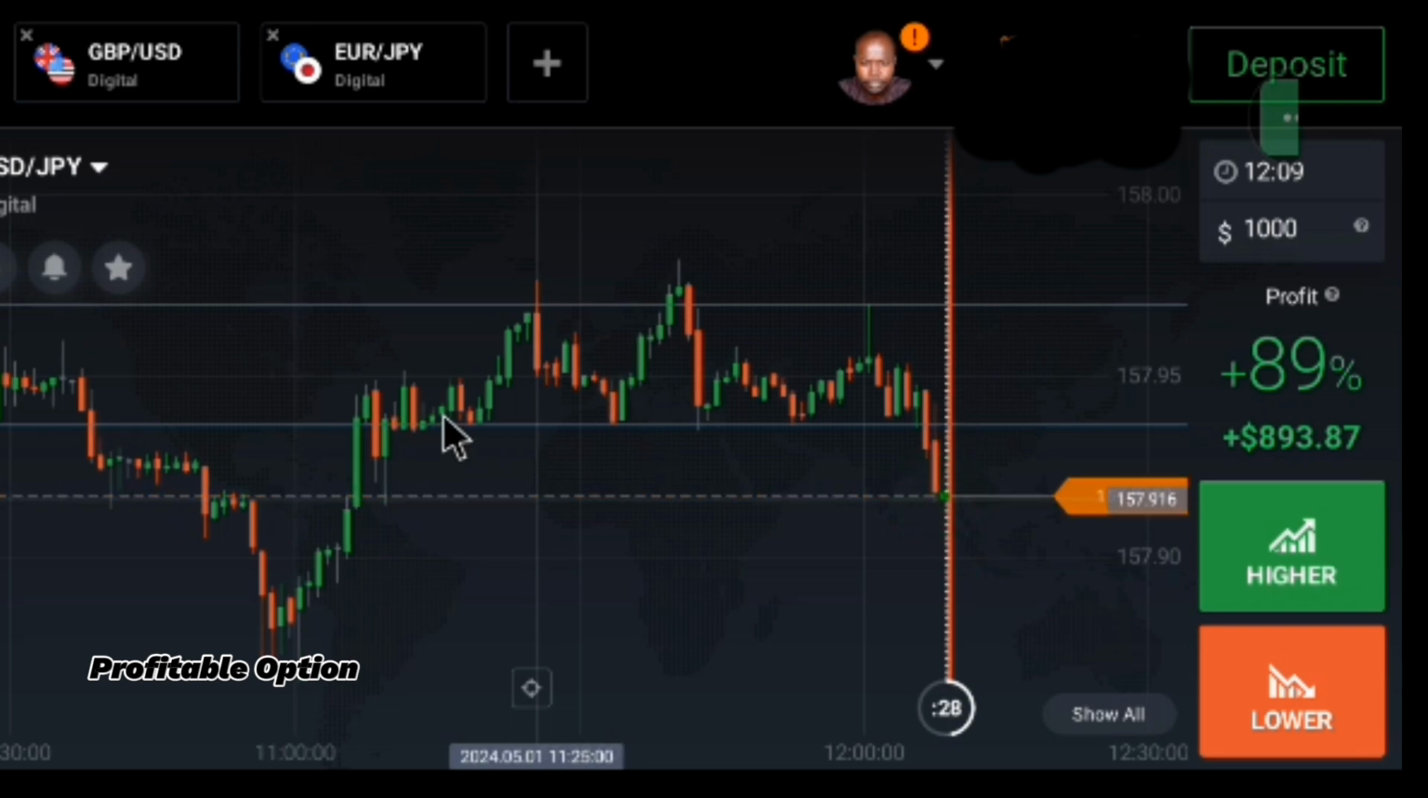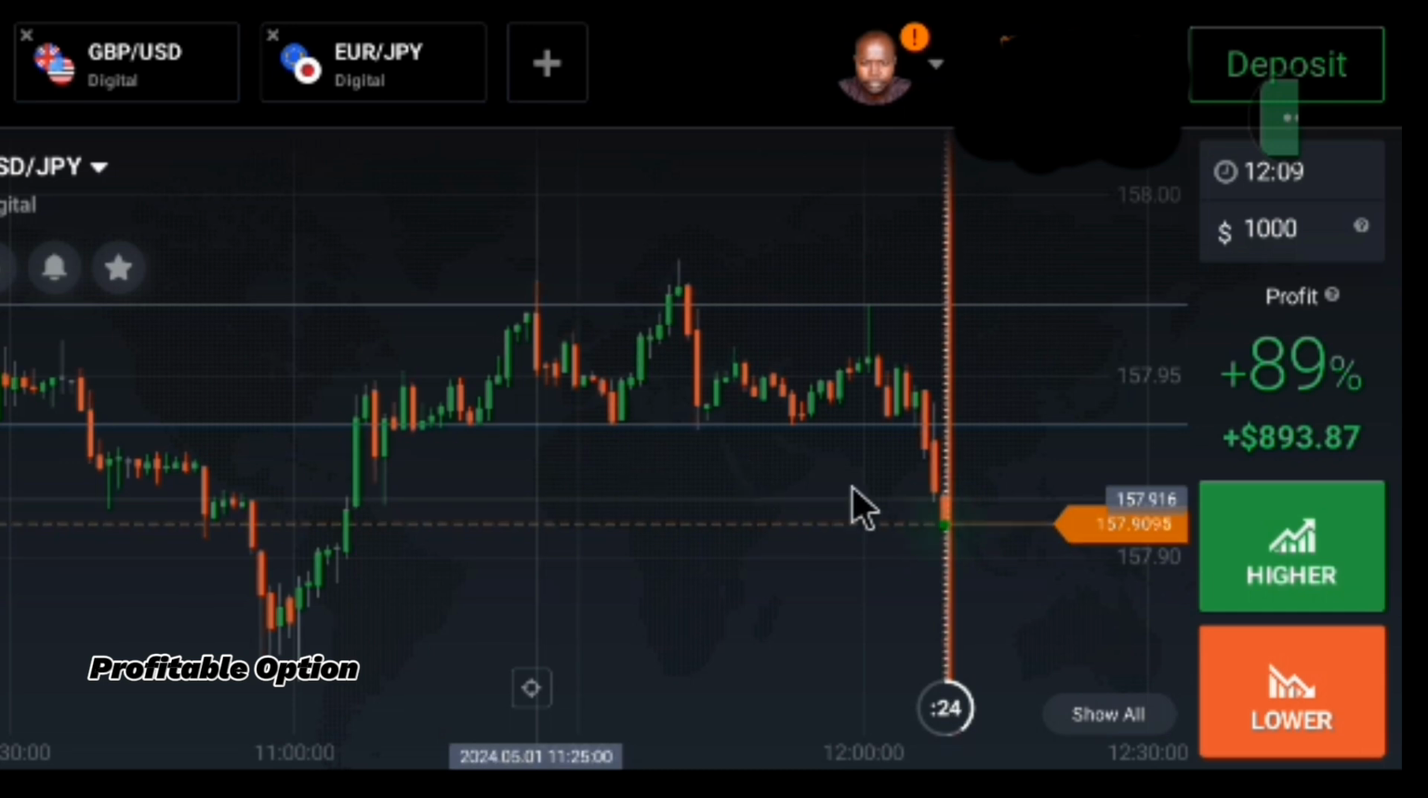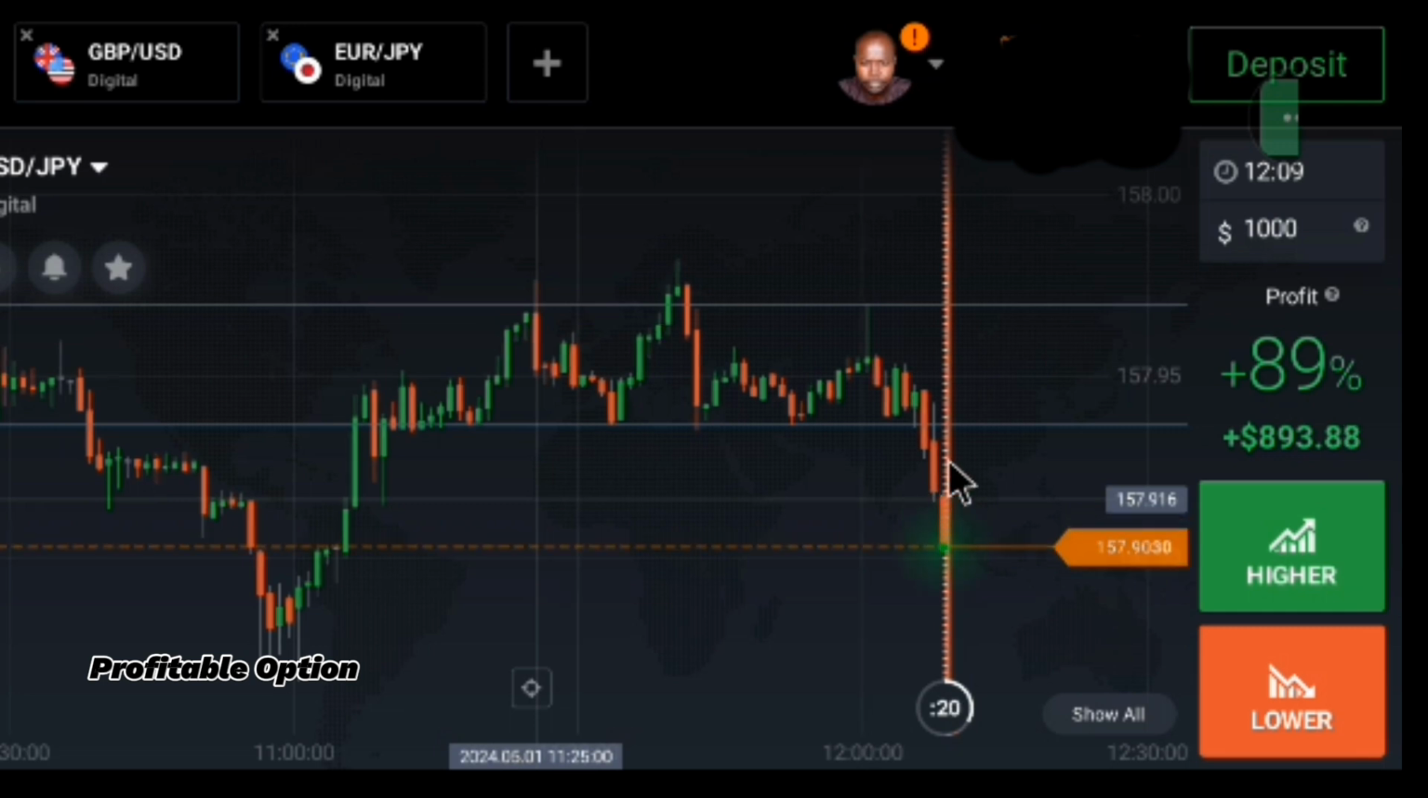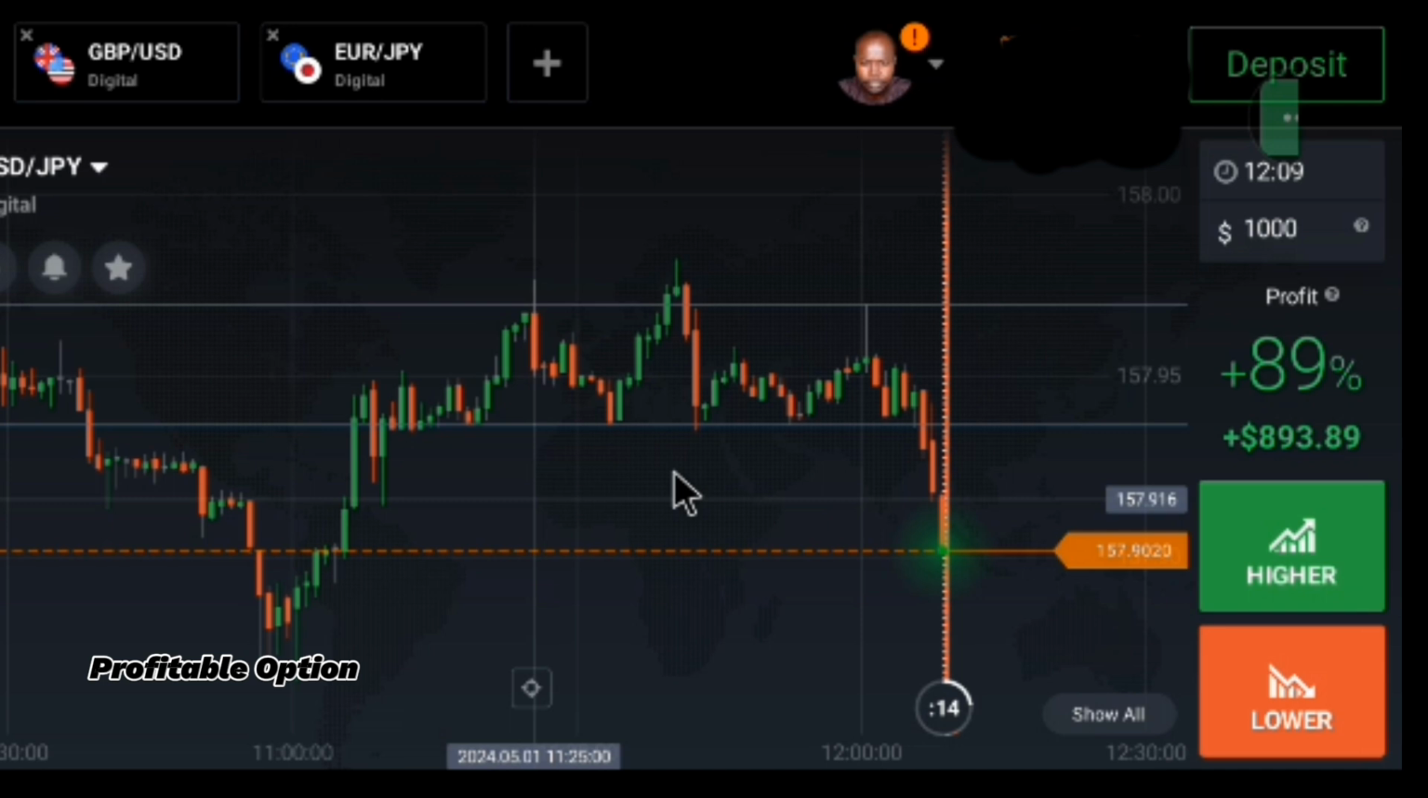Now, before I go, you can see that it has actually broken out of this support zone. All right, but I wouldn't want to take any trade. I have to stick to my plan. I wouldn't want to take any trade. All right, so I'm going to close for today and I'll wait for another day.